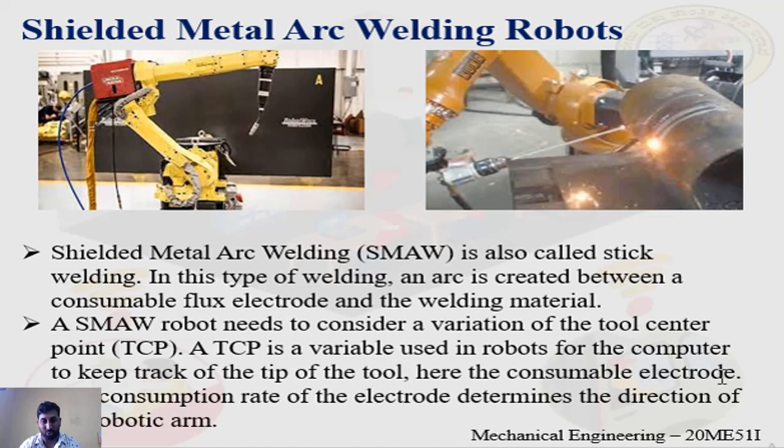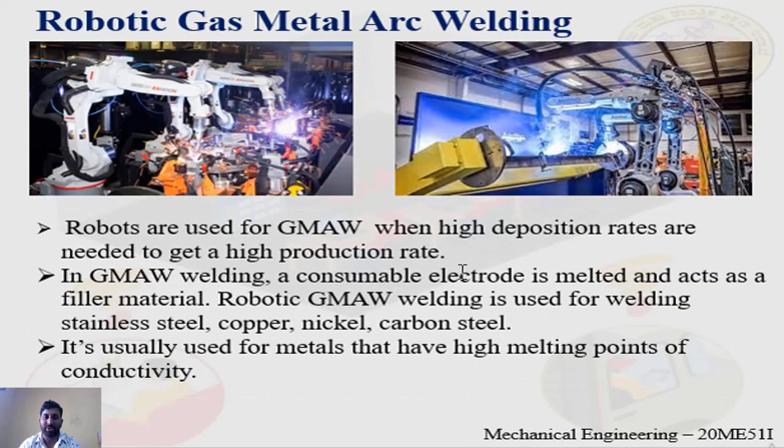Here the consumable electrode is the tip of the tool. The consumption rate of the electrode determines the directions of the robot arm. Okay. Next type is robotic gas metal arc welding.